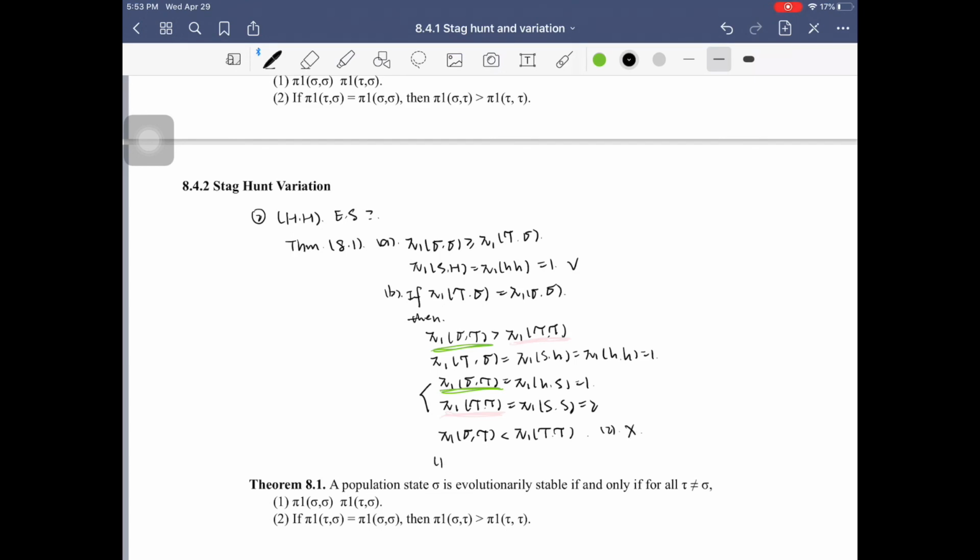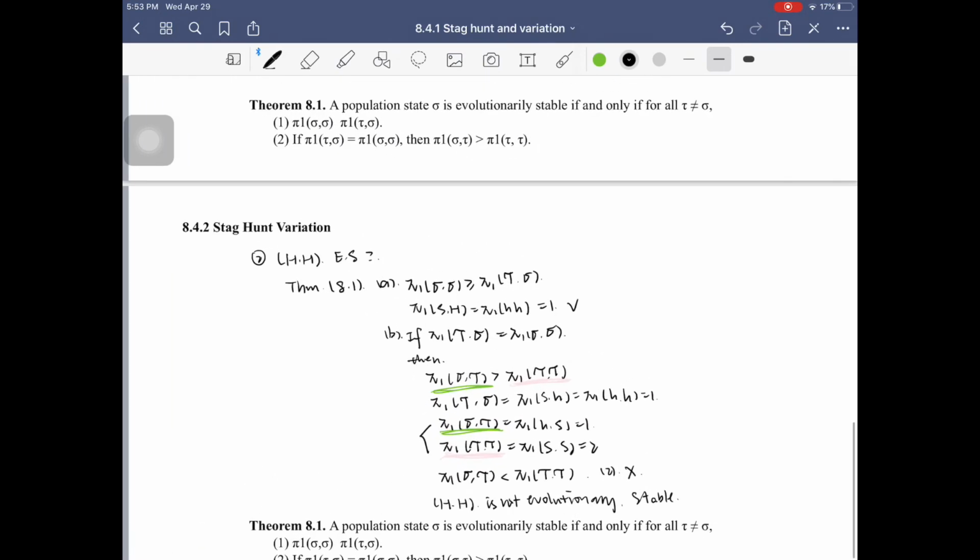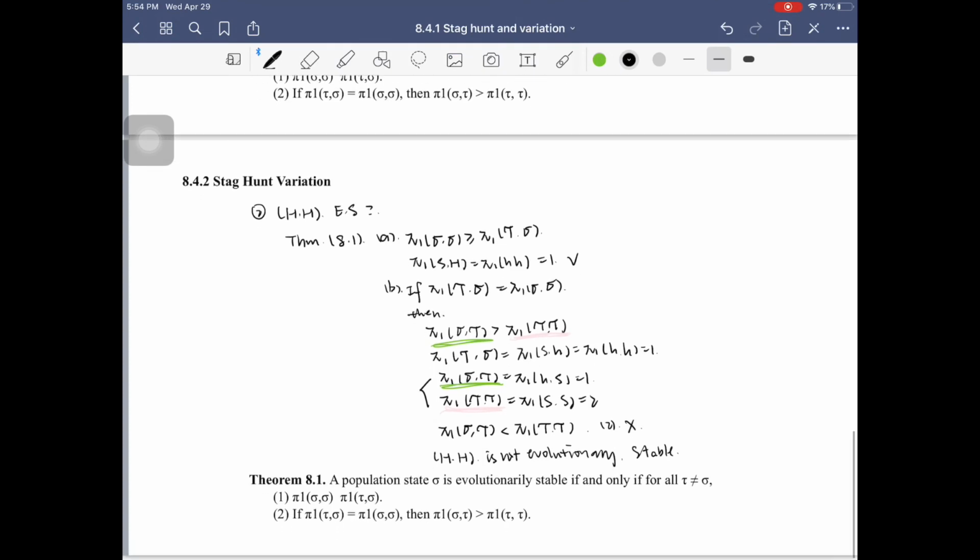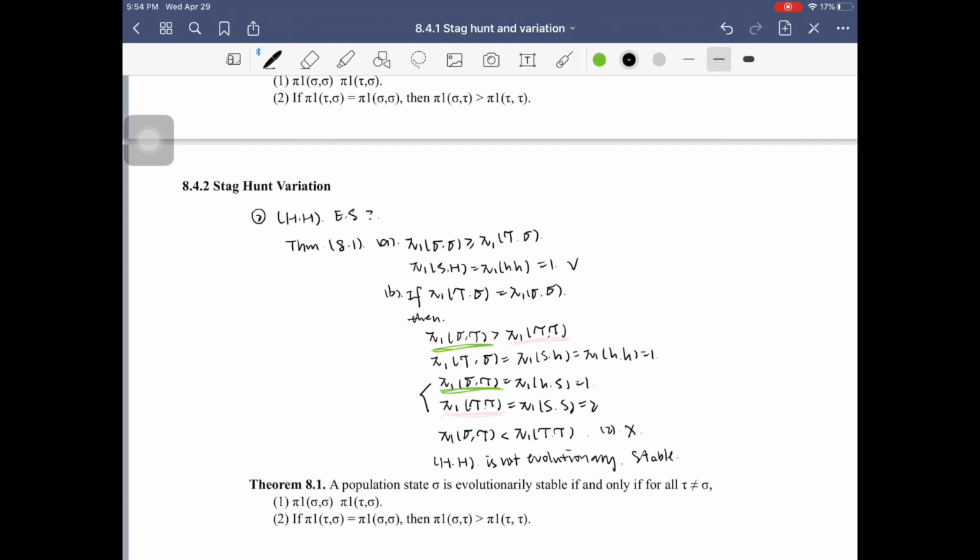So the state HH is not evolutionarily stable. That's the whole process for determining, for this game, whether every state is evolutionarily stable or not. That's all for today's example.